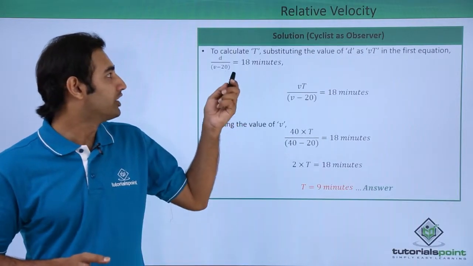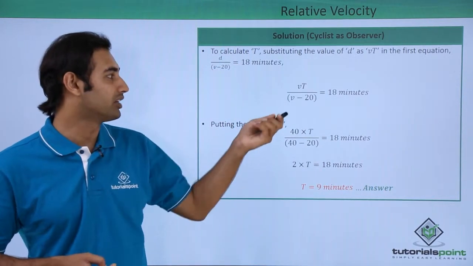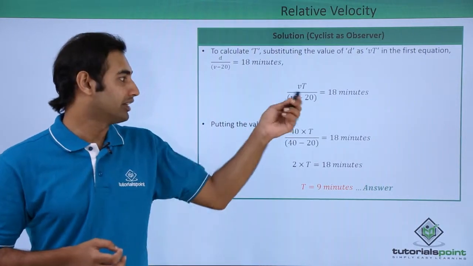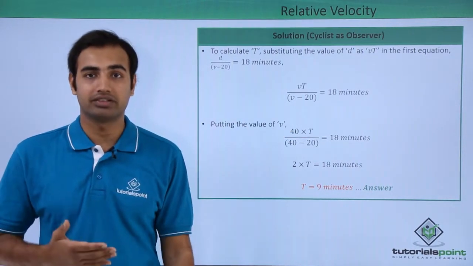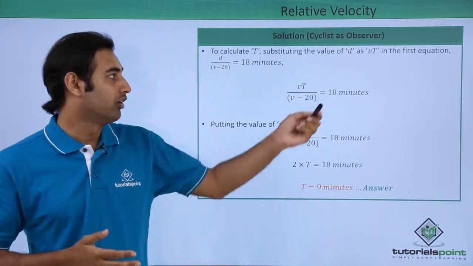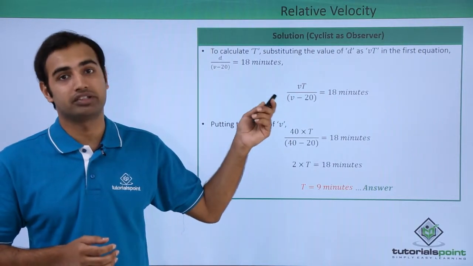So if I put the value of d as vt in the first equation, I'll get v into capital T upon v minus 20 is equal to 18 minutes. Now I can directly solve this equation and get my answer. But once again, you can see there's a problem of conversion factor. On the right hand side, we have time in minutes. On the left hand side, we have velocities in kilometers per hour.